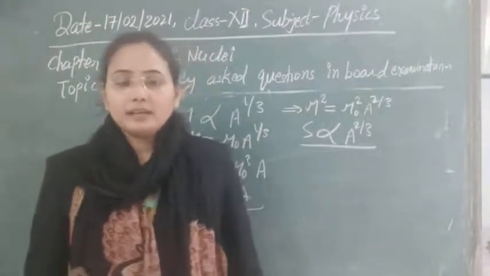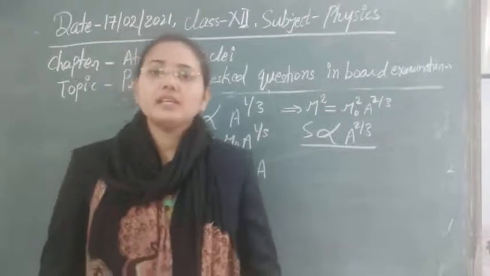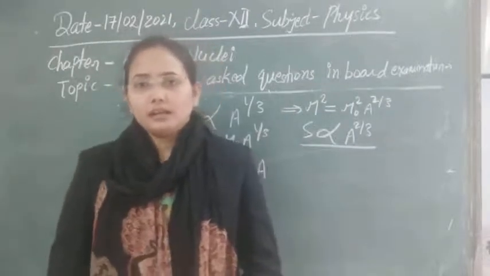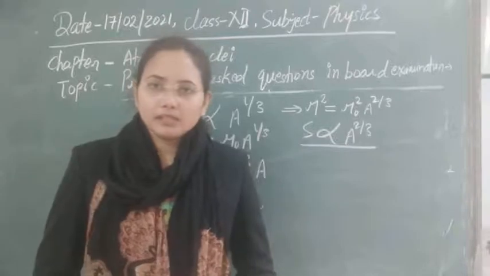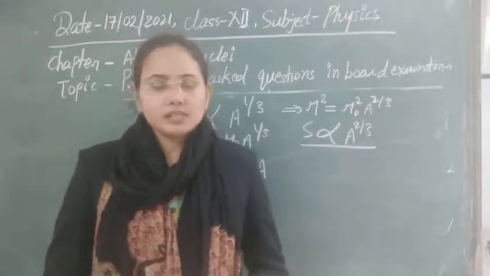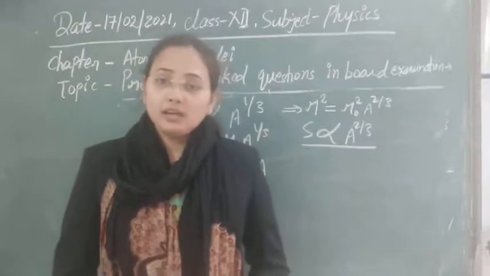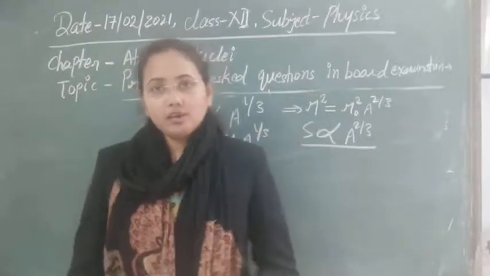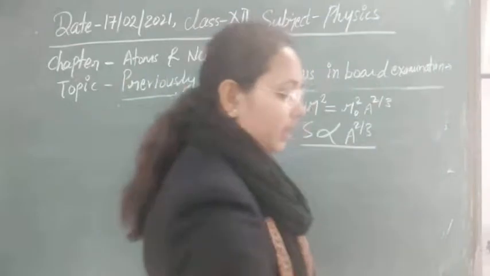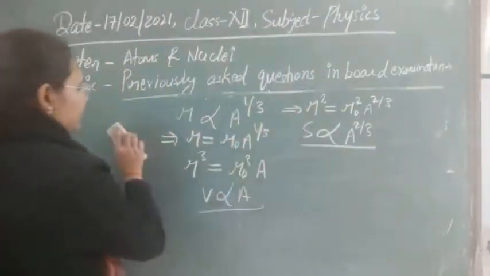Prove that the density of the nucleus is independent of the atomic mass. It means whatever the atomic mass, the density of almost all nuclei is the same, whether the nuclei are lighter or massive. So let's see how we can get constant density here.